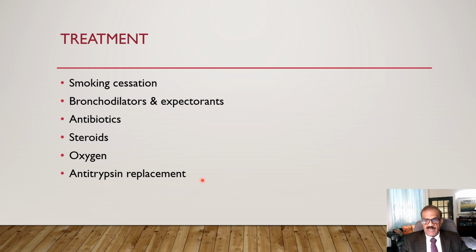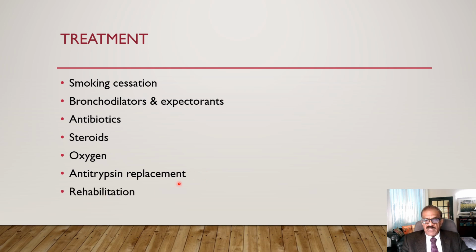Antitrypsin replacement, to my knowledge, is now possible. There are certain protease inhibitors which are now available, but they're very, very expensive. Those who have this antitrypsin deficiency and are lucky enough to afford them can be offered this treatment.